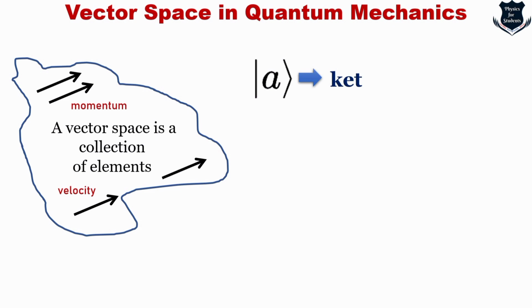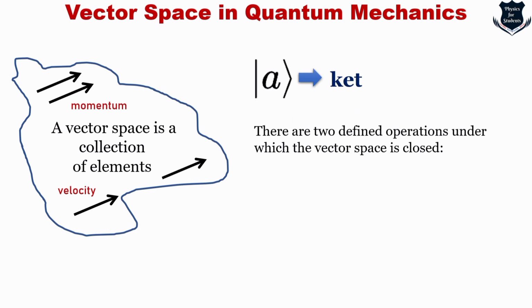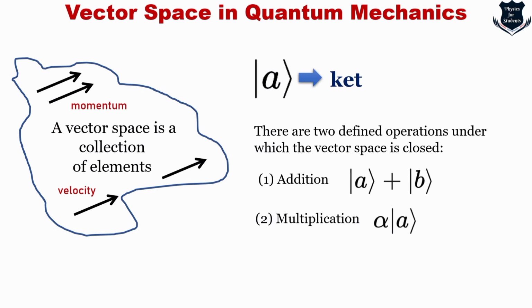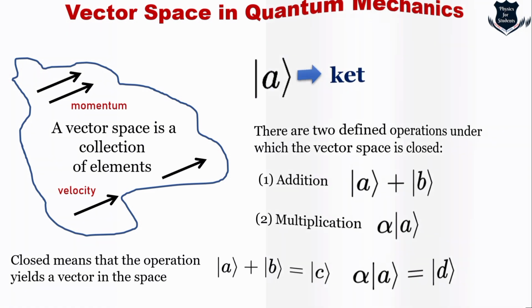Now, there are two defined operations under which the vector space is closed. One is addition of vectors, which can be this ket added to this one, and another is multiplication of a vector by a number, which I consider to be alpha. Closed actually means that the operation yields a vector in the space, that is a plus b equals c, and alpha multiplied by a yields another vector in the space. This is another definition of a vector space.